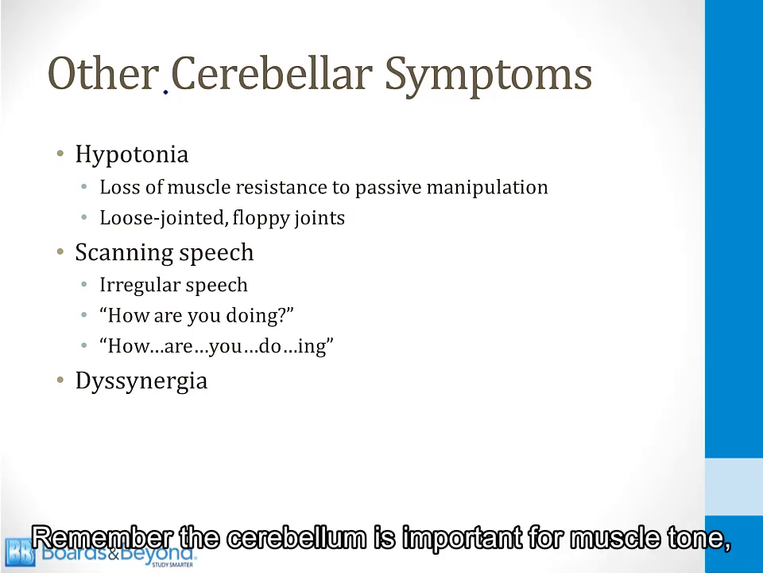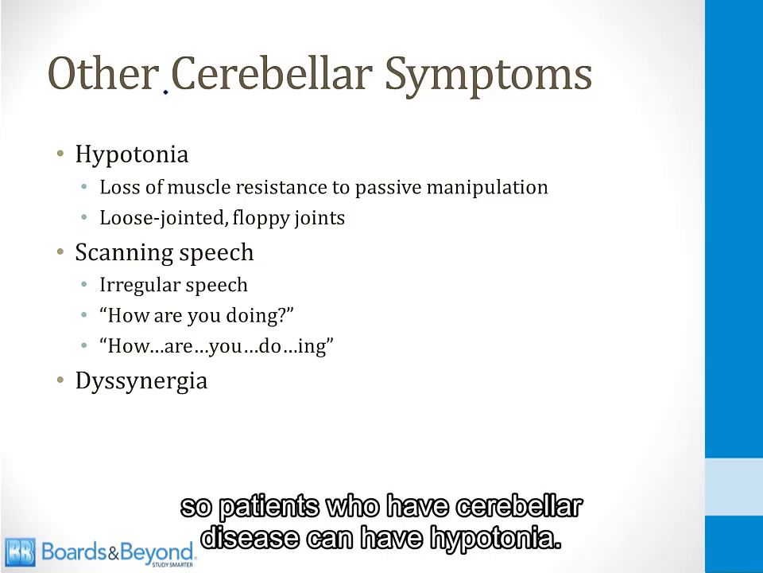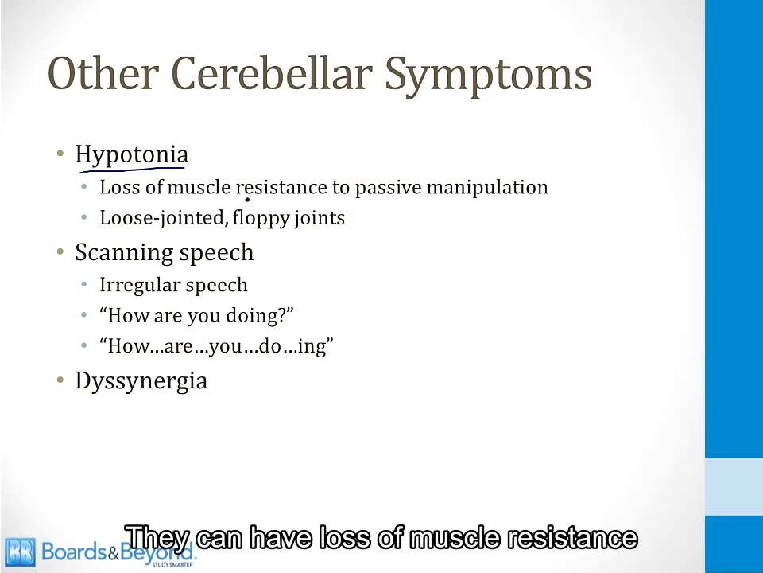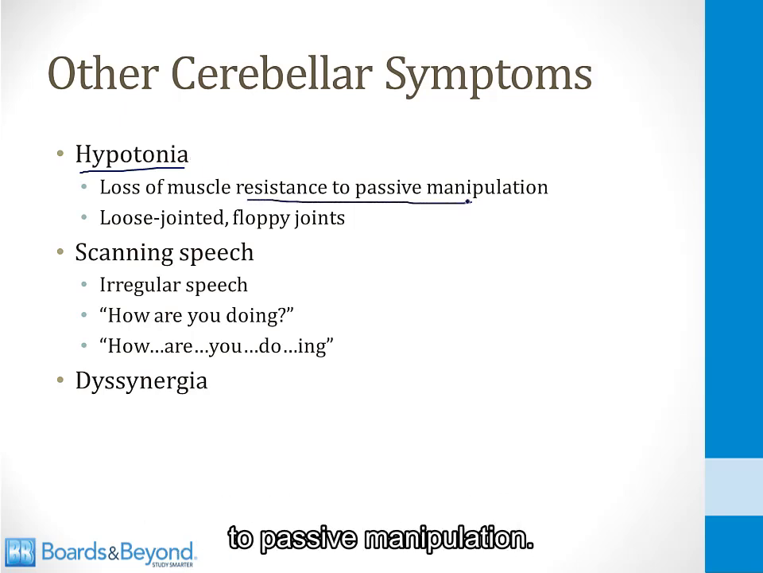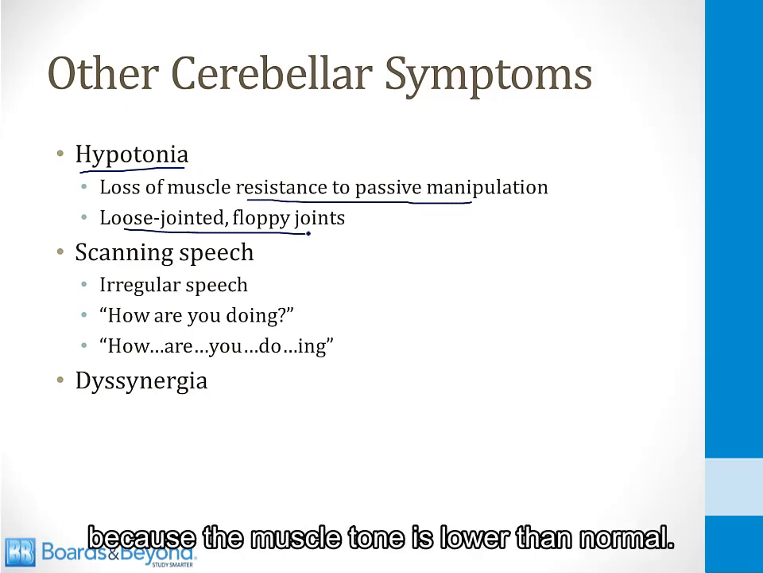Remember, the cerebellum is important for muscle tone as well as coordination of movements. So patients who have cerebellar disease can have hypotonia. They can have loss of muscle resistance to passive manipulation. They often have loose-jointed, floppy joints because the muscle tone is lower than normal.